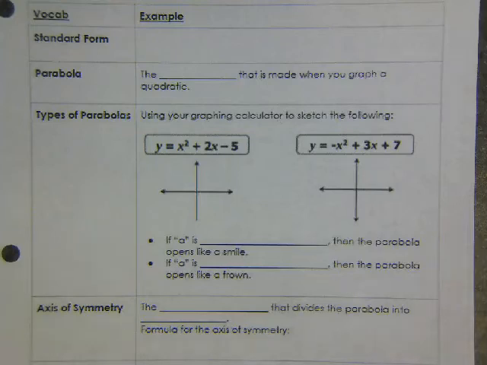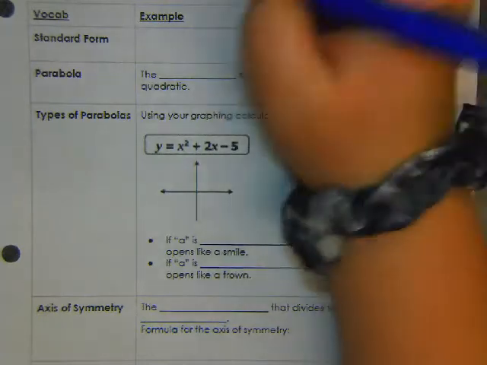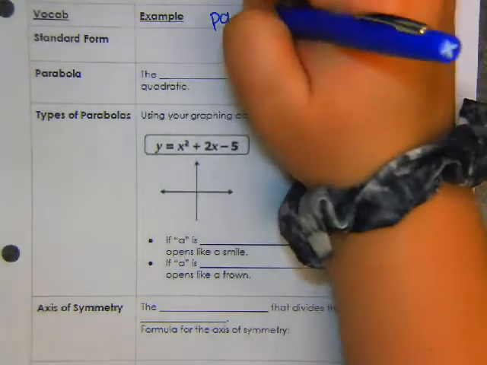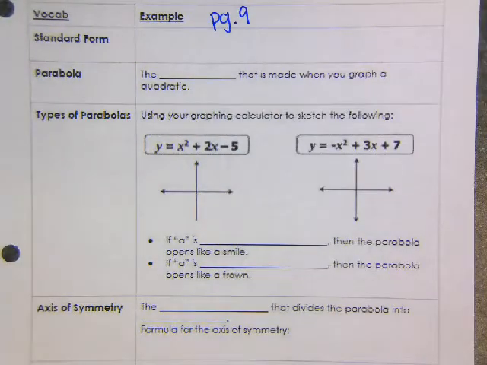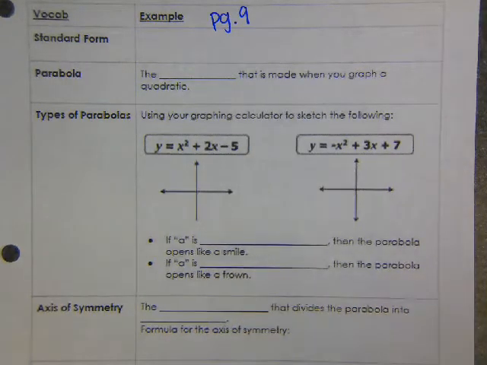Alright, this is the very beginning of Unit 5, so we're on page 9 in your new book, so make sure you have the new packet of your workbook. So we're just going to start off with some vocabulary of this unit.